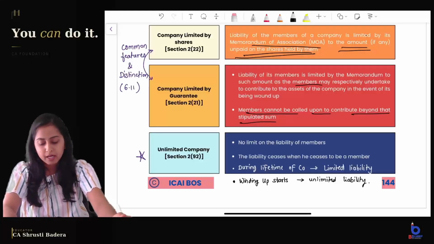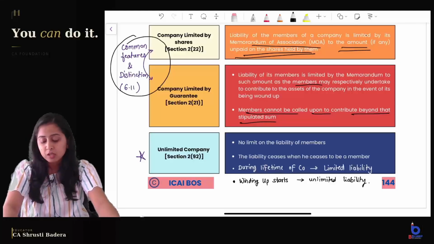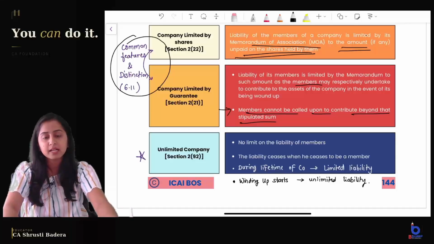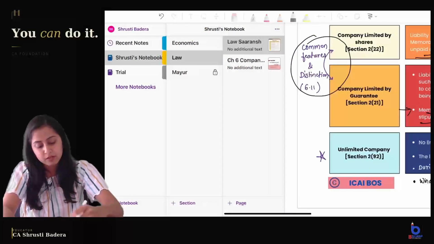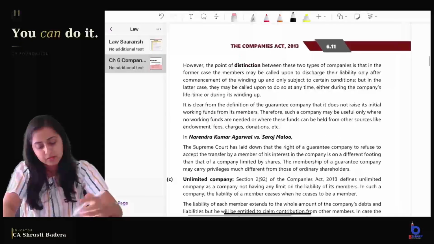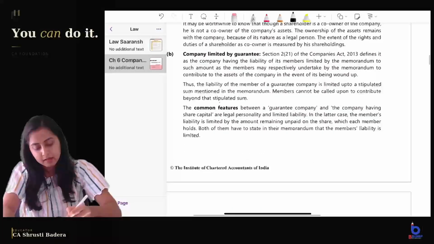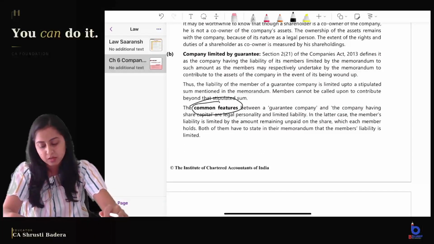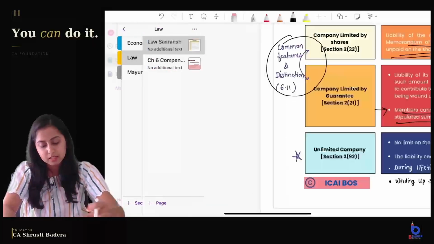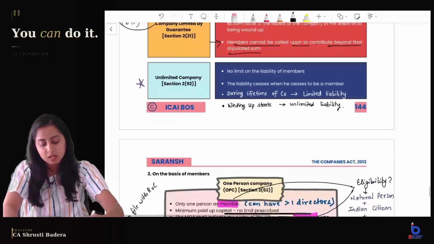They can also ask the common features and the point of distinction between company limited by shares and company limited by guarantee. So the point of distinction is that here the liability will arise only at the time of winding up, up to the guarantee amount. See 6.11 I have mentioned for you. This you can look into it. Here they have mentioned the point of distinction and they have also mentioned the common features. Okay, it is very easy. It was asked already, I guess, in the last attempt, so not sure, but once check it out.